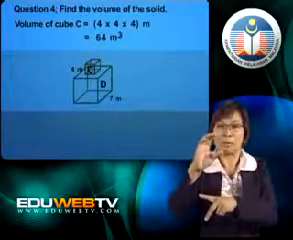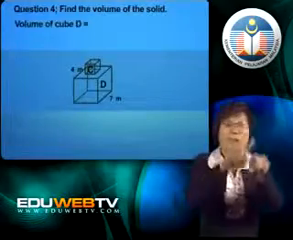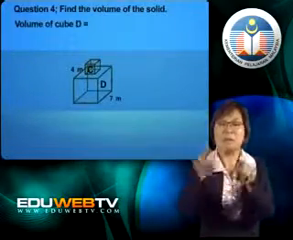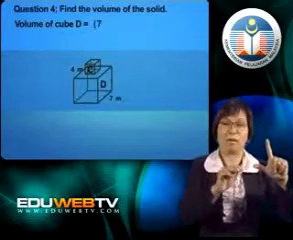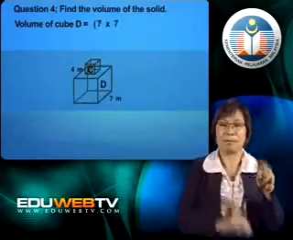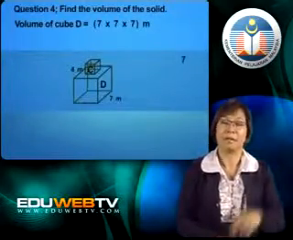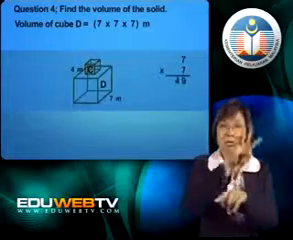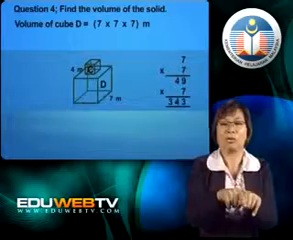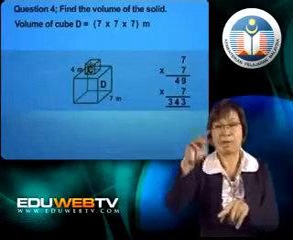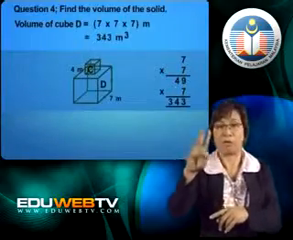As you can see, for cube D, the characteristic of a cube applies here. So its length is equal to 7 meters, width is equal to 7 meters, and height is equal to 7 meters. So 7 multiplied by 7 equals 49, and 49 multiplied by 7 equals 343 meter cube. The volume of cube D is 343 meters cube.